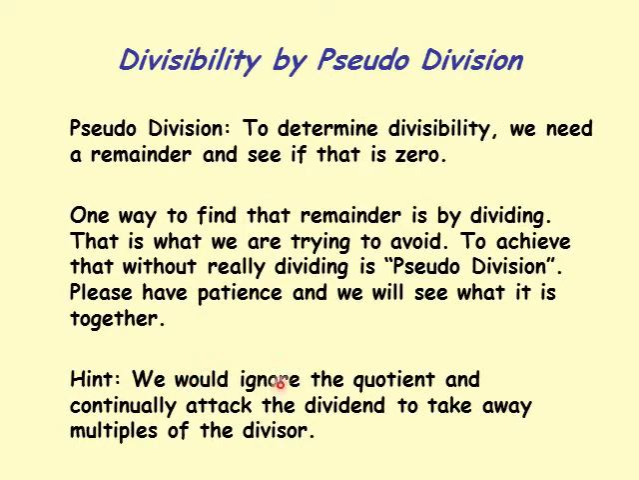Hint: we would ignore the quotient and continually attack the dividend to take away multiples of the divisor. So here's what we do. We would ignore the quotient, because we don't care about it, since we are interested in the remainder, and continually attack the dividend. The dividend is the one we divide. We take away the multiples of the divisor. Let's continue.